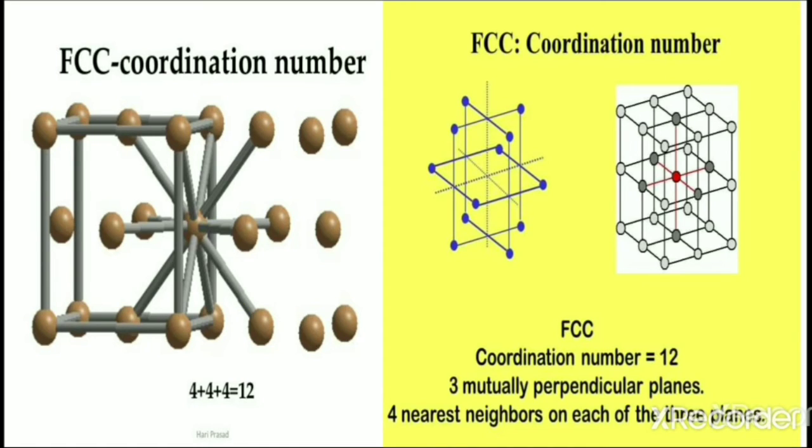Then come to FCC, face-centered cubic crystals. In this case, the 8 atoms are present at the 8 corners of the cube and 6 atoms are present at each face of the cube. So here with 4 and 4 and 4, the central atom is surrounded by a total of 12 atoms. So 4 plus 4 plus 4 is equal to 12 here.